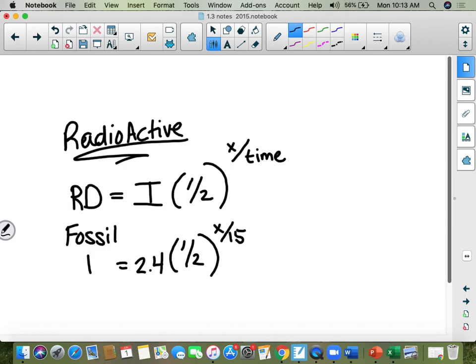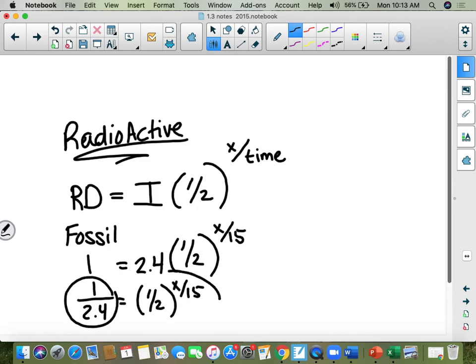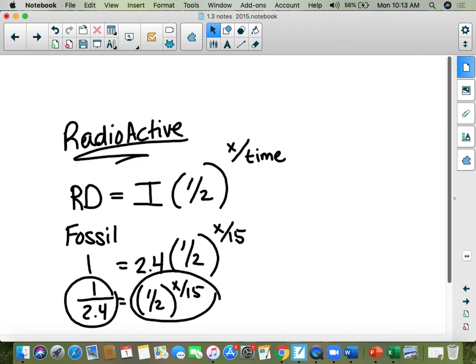The first thing you're going to do is divide both sides by 2.4. This is going to be Y1. This is going to be Y2. Hit your intersection button and it'll tell you how long it's going to take for that fossil to go from 2.4 down to 1. So there's just an example of a radioactive. So that is it for 1.3. Basically, it's all about exponents.